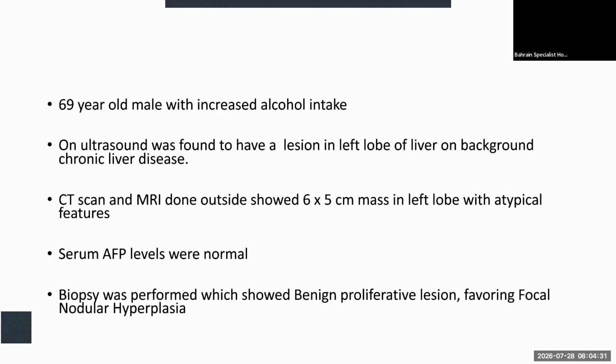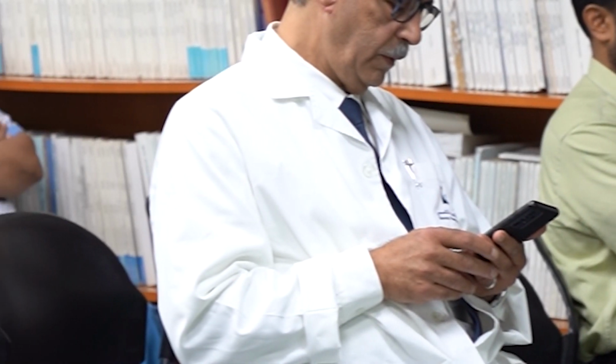characterize this liver lesion, which showed an atypical lesion, without any definite characteristic fitting into a focal characterization of the lesion, and hence was taken for an MRI, which was also done outside and showed a 6 by 5 centimeter mass in the left lobe. The serum alpha fetoprotein for this patient was normal.